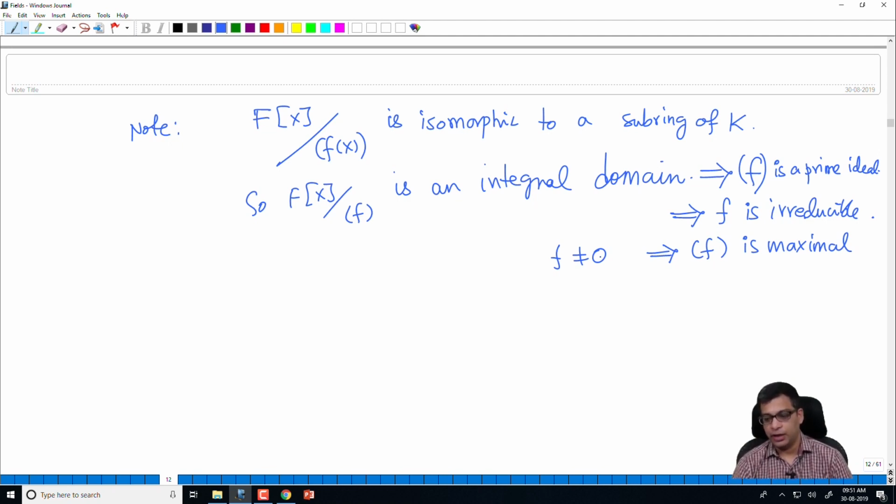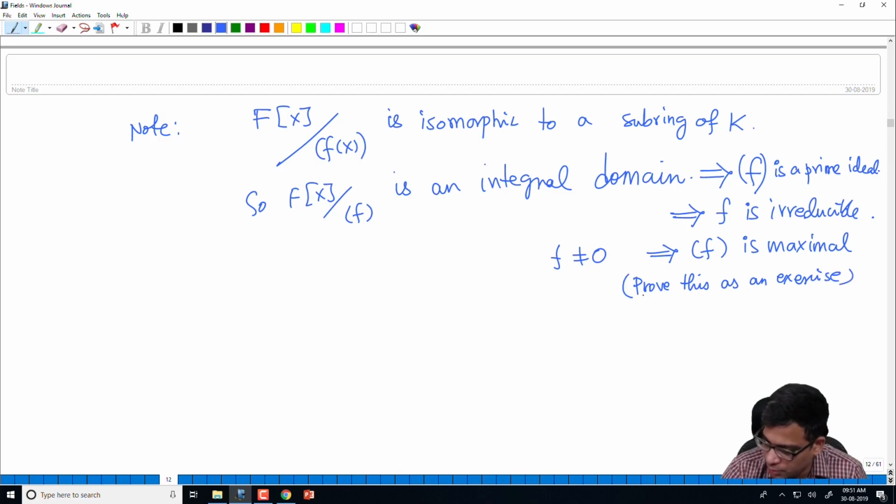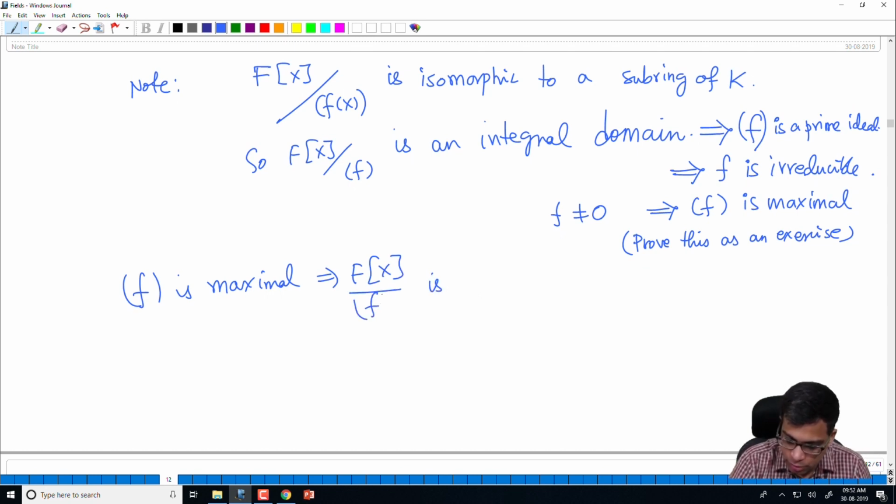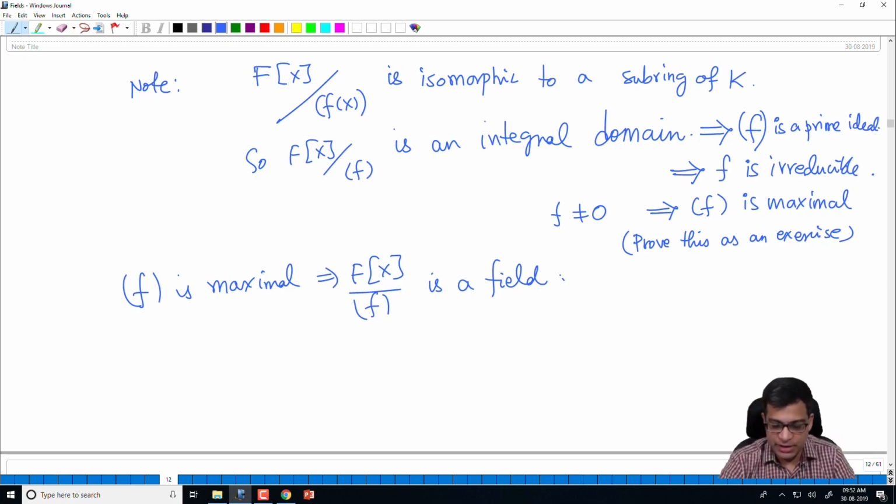Remember that in a PID, if you have a non-zero element which is irreducible, the ideal generated by it is maximal. This I covered in an earlier part, but you can prove this as an exercise. It's a good way to revise that material. So it's a maximal ideal, but once (f) is maximal, F[x] mod (f) is a field. One equivalent characterization of a maximal ideal is that F[x] mod (f) is in fact a field.